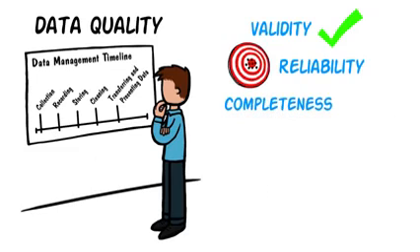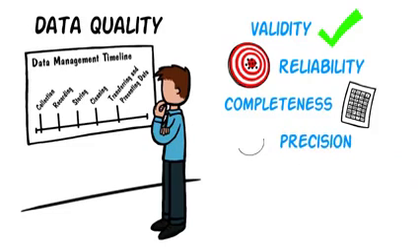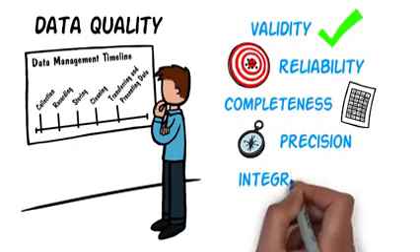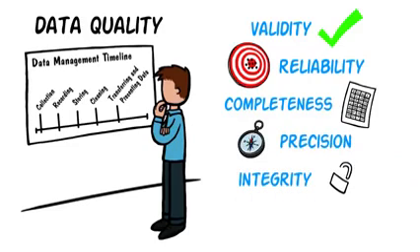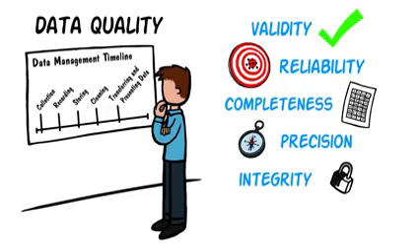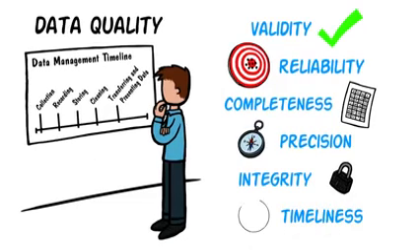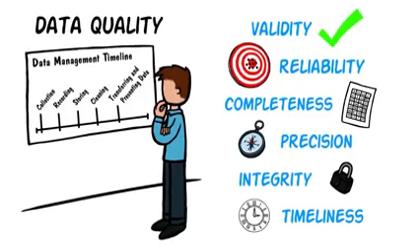Completeness. Are the data sufficiently free of gaps? Precision. Is there enough detail and specificity? Integrity. Are the data protected from deliberate bias or manipulation? Timeliness. Are the data up to date and available on time? Mistakes in data collection can lead to unusable data or invalid findings, and can mislead decision-makers.